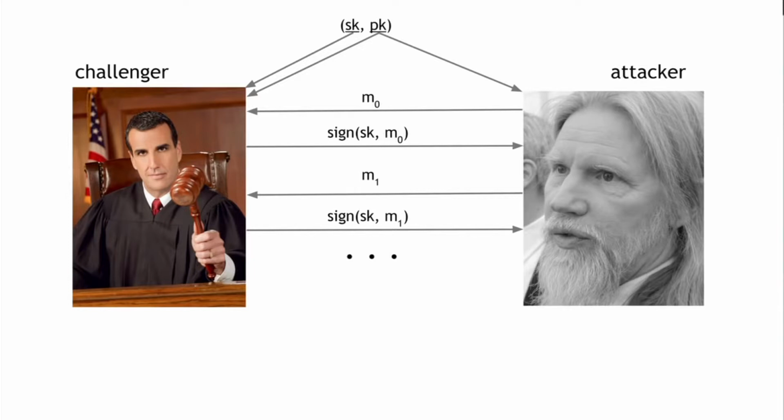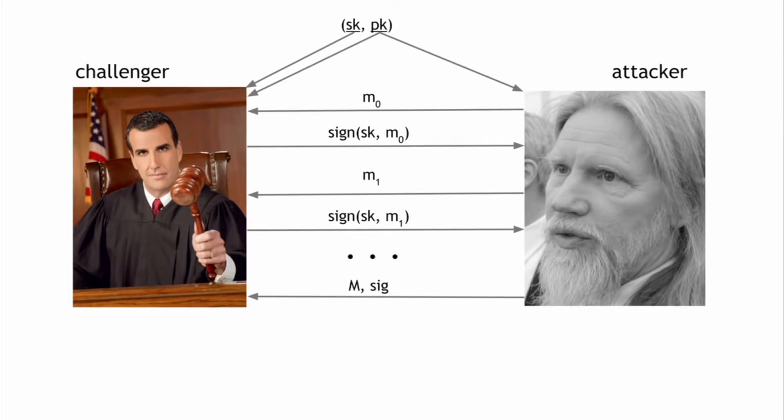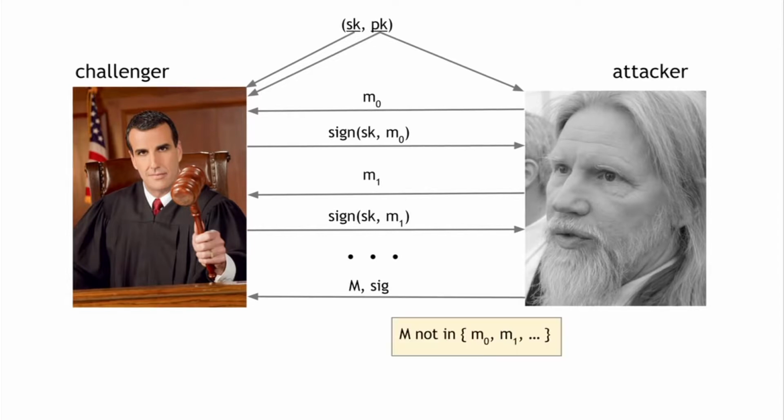Once the attacker is satisfied that he's seen enough signatures, and we're going to let him see only a plausible number, then he's going to pick some message M that he wants to forge a signature on, and he's going to try to forge a signature. And of course, there's a rule that says that this M, this message that he's trying to forge a signature on, isn't one of the messages that he's already seen. Because it would be really easy for him to send over a valid signature on M0. I mean, we sent him a valid signature on M0 earlier. So he's going to pick some other message that he hasn't seen a signature for already, and he's going to send over what he claims is a signature on that message.